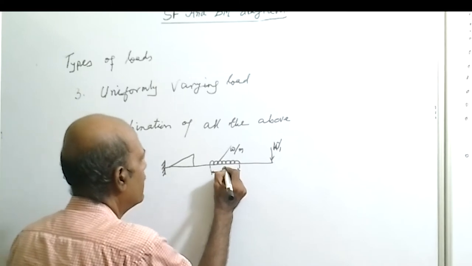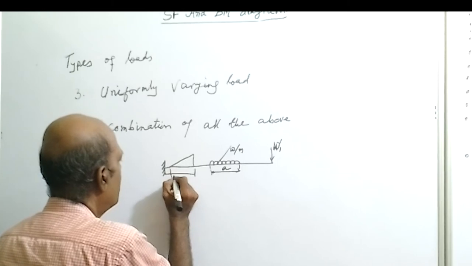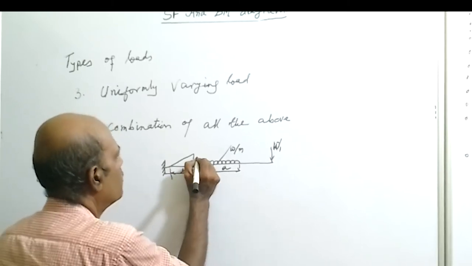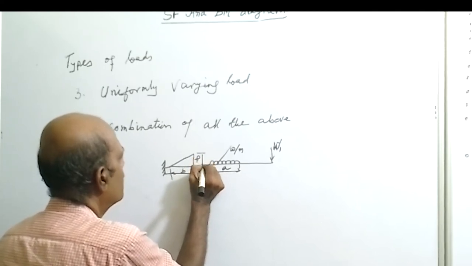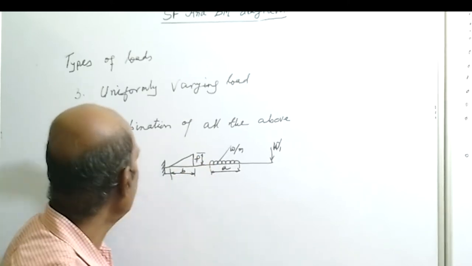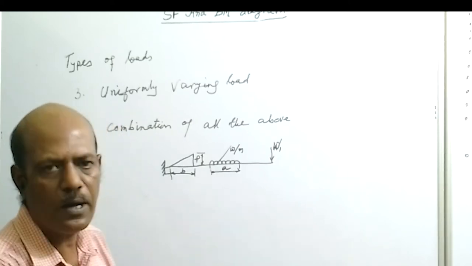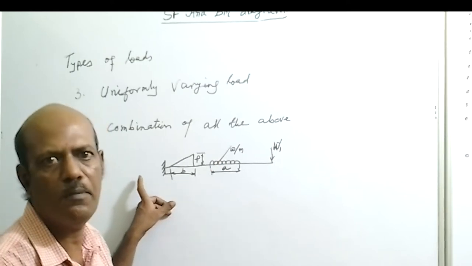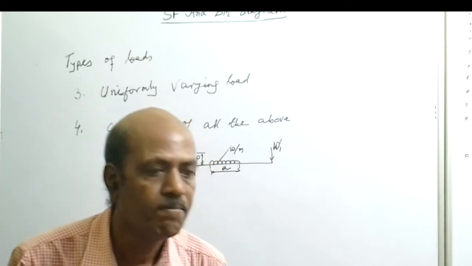Okay, say this length is A, and this length over which it is acting, from here to here, is B. These lengths will be given to you, and the maximum magnitude of this load, say, is P acting at this end. So that means the combined load. It may be a point load, a uniformly distributed load, a uniformly varying load, or all the loads may be simultaneously acting over a member.